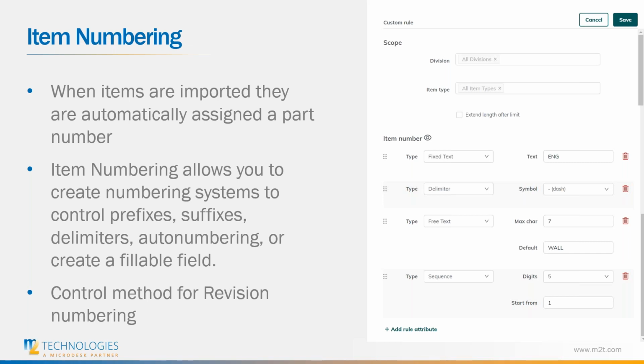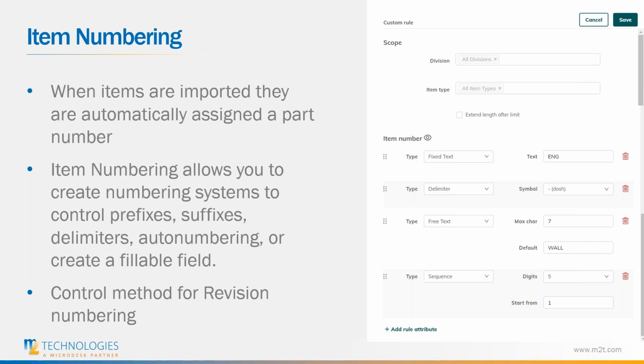And so when we set the digit count, it'll of course start with, for our 5 digits, 4 zeros and a 1, and it will continue to grow. We can also set the extend length after limit setting, which means that if we start with just 2 digits, when we hit our 100th item, it will extend that to 3 digits instead and continue from 100 and then 101 and so on.